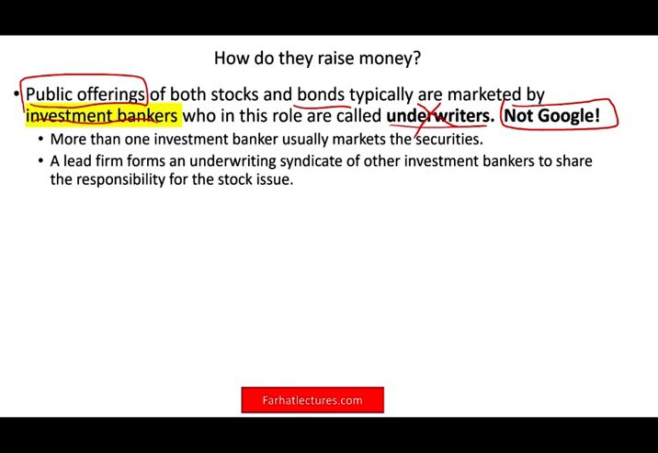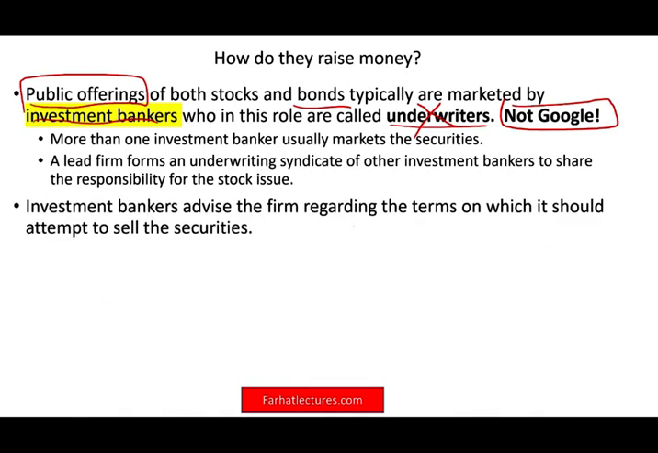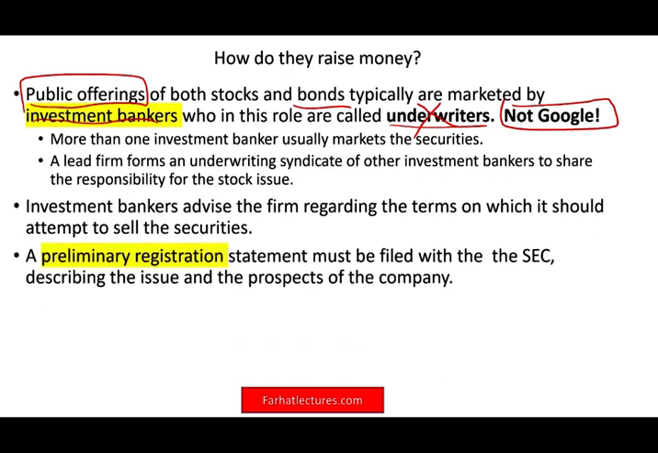In other words, helping you sell the stock, because if you cannot sell it, you're going to be stuck with it. And sometimes you'll be happy getting stuck with some of those stocks because they go up in value eventually. Okay. Investment bankers advise the firm regarding the terms on which it should sell those securities. So they tell you how much you should sell them for, the price of the security. Then a preliminary registration statement must be filed with the SEC describing the issue and the prospects of the company.